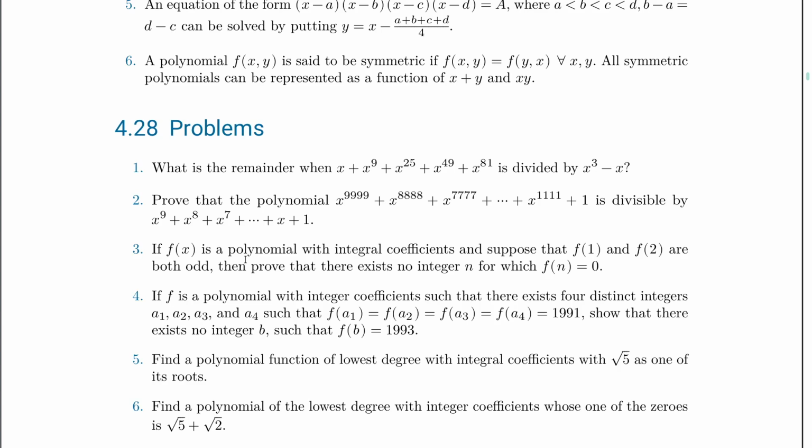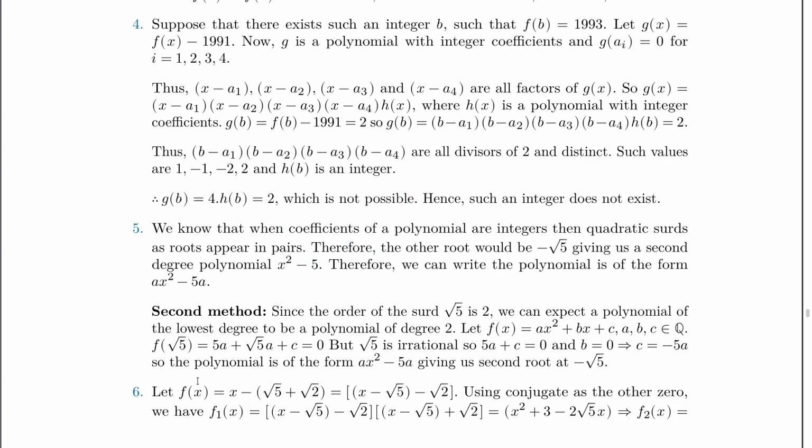6th question says, find the polynomial of the lowest degree with integer coefficients whose one of the zeros is square root of 5 plus square root of 2. So we know that irrational roots appear in conjugate pairs. So if one root is square root of 5 plus square root of 2, the other would be square root of 5 minus square root of 2.